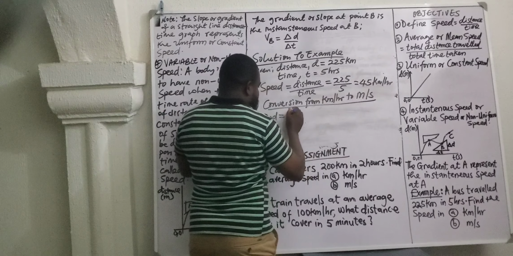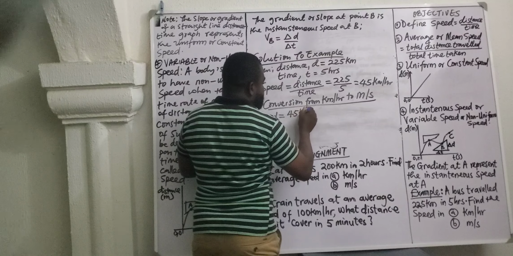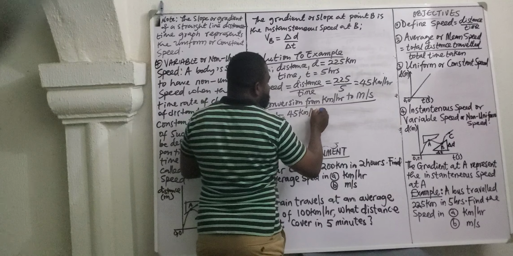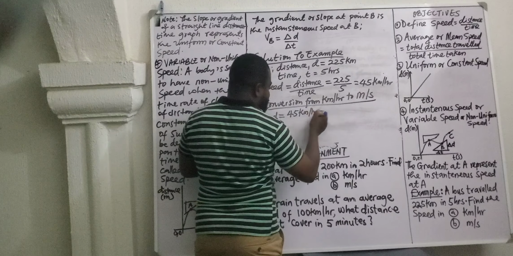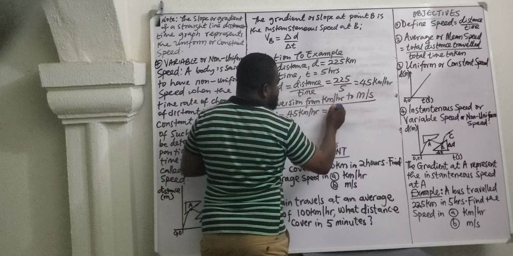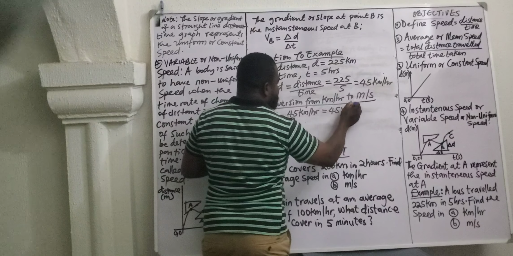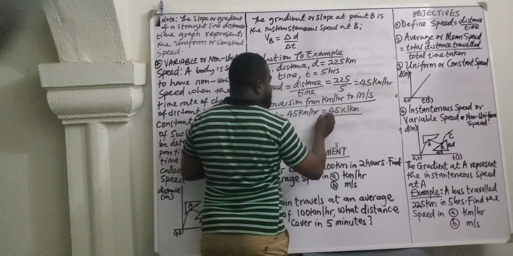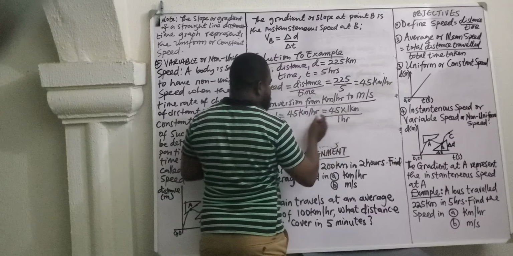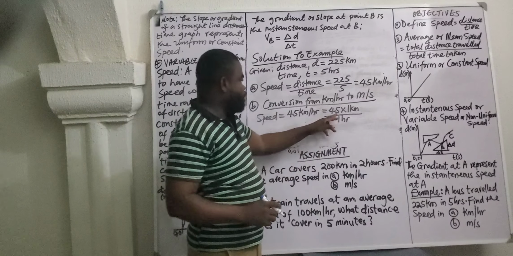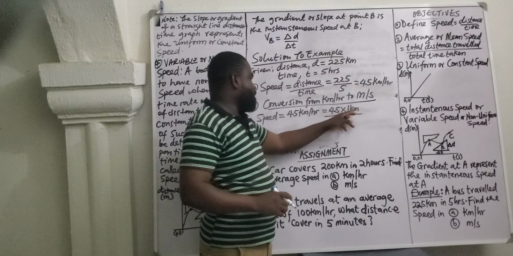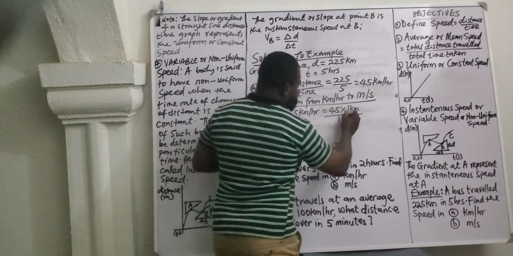So you take the speed, 45 kilometer per hour. Now I will represent this 45 as 45 times 1 kilometer divided by 1 hour. Remember, I told you this per means divide. So that kilometer per hour means 1 kilometer divided by 1 hour.